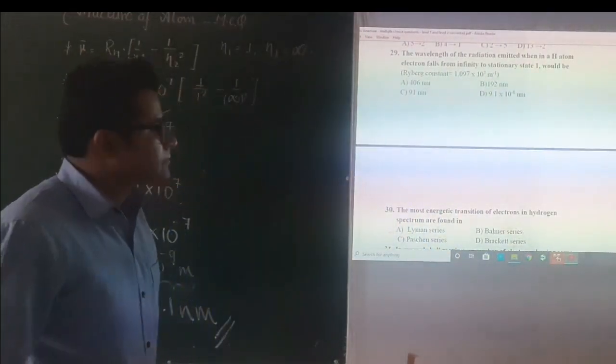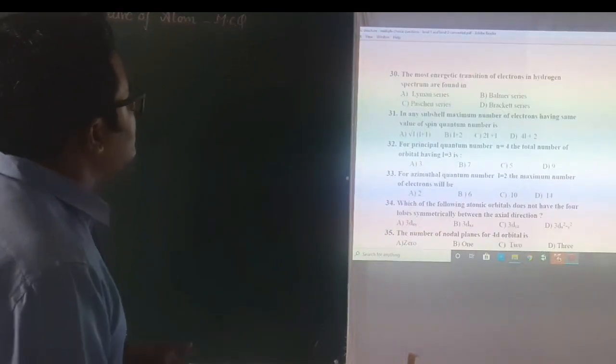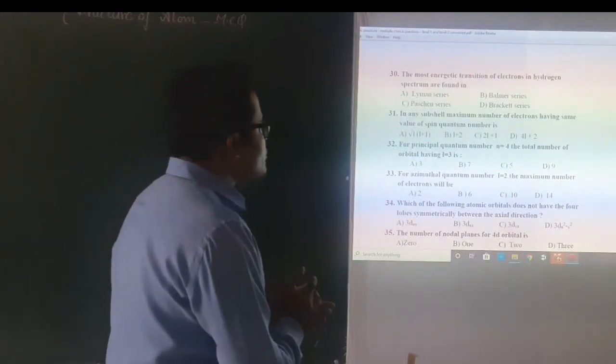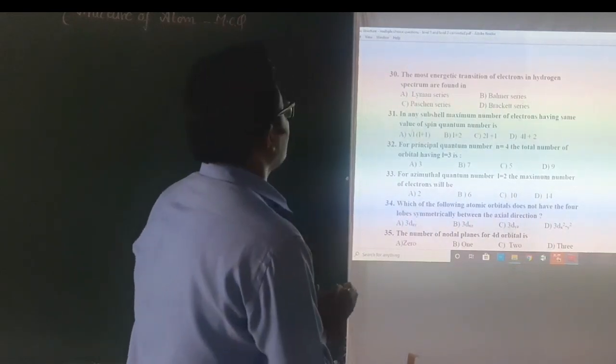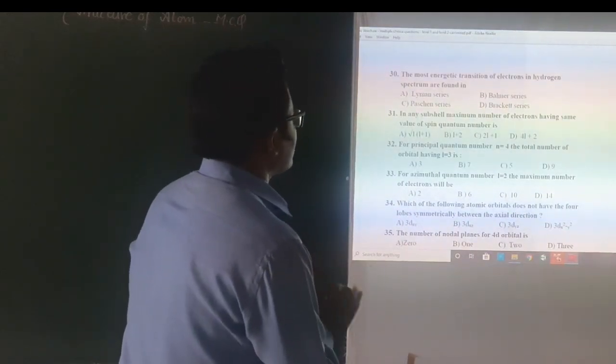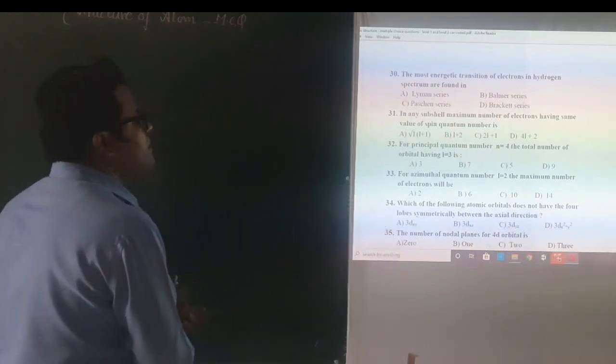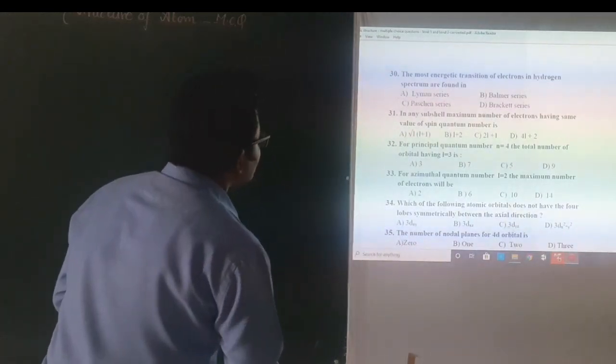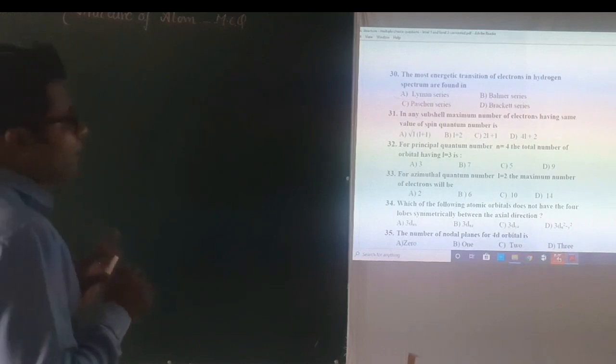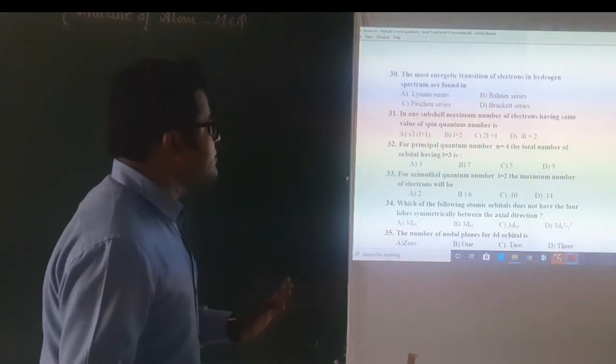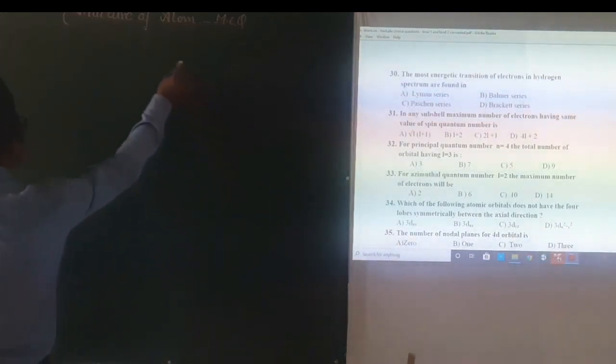Right? What is the next one? Question number 30. The most energetic transition of electrons in hydrogen spectra are formed in. Where are you going to find it? Now, the most energetic transition. When the electrons are de-excited from the higher energy levels to n equals 1.